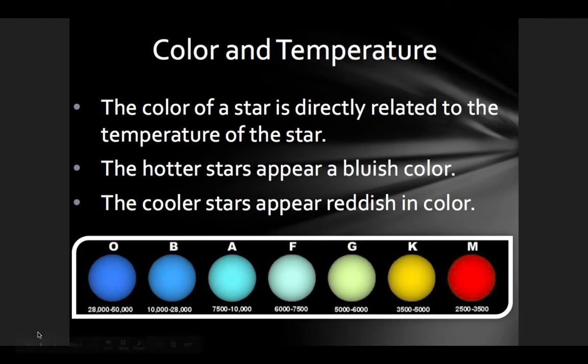And our sun, since it's yellow, fits into this classification. So down here is the different colors and the different letters that they give these colors. So this is it, the hottest stars are in the class O, and their temperatures run between 28 and 50,000 degrees.